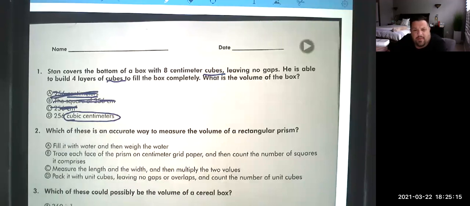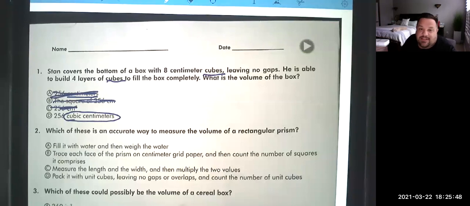Now I have to admit, number one has me a little perplexed. I'm not sure how they got 256, because when it says 8 cubic centimeters on the bottom and then 4 levels, that has me doing 8 times 4, which would be 32 cubes. And the width would just be 1. So I've got to be honest, I'm not quite sure how they got 256. I'm embarrassed. I don't know. Either this is a wrong question or I am totally missing something. If anybody can explain it to me, send me an email.